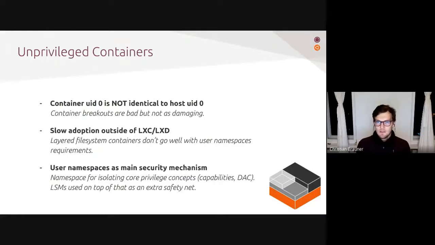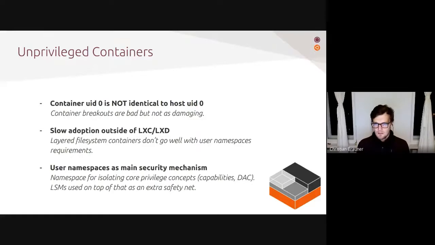So unprivileged containers. These are the containers we actually really care about, as they use the user namespace and therefore are more secure in our opinion. Or not in our opinion, according to the kernel as well. Unprivileged containers do not have root mapped to real root, which means container UID 0 is not identical to host UID 0. So that also means container breakouts are bad, of course, but they are not as damaging as having a container that has real root escape to the host. Unfortunately, the adoption of such unprivileged containers has been quite slow, apart from LXC and LXD. This has something to do with the fact that you can't easily share file systems between unprivileged containers, which is something which we'll touch upon later in this talk.